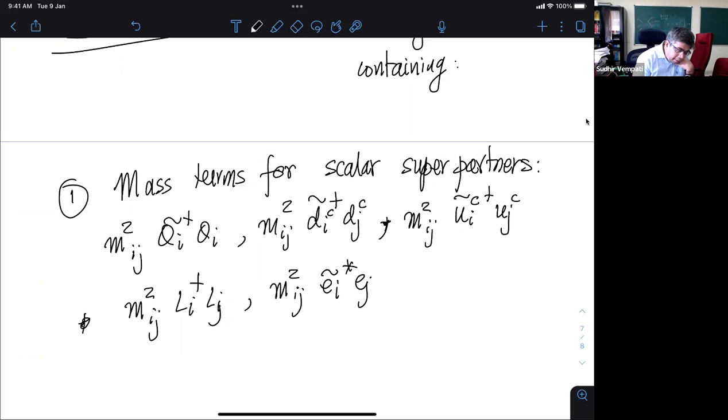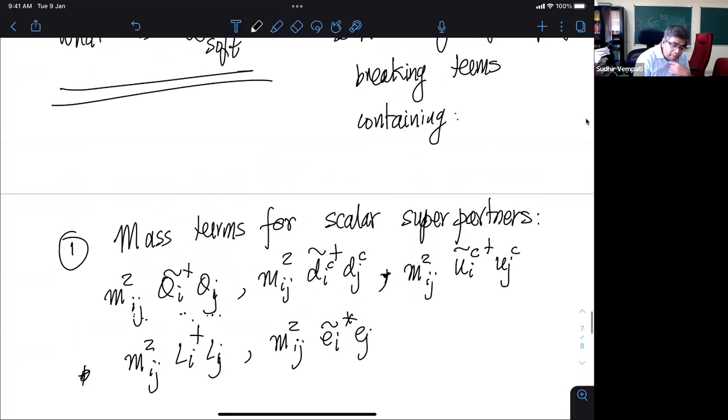Now notice that I put i and j separately. It is not just for the first generation, second generation, third generation. I can have 1, 2, also 1, 3 terms also. That means they can violate flavor. That means they can be intergenerational. Why am I allowing it?